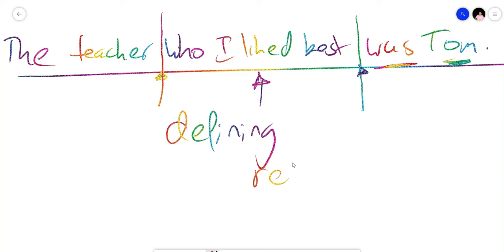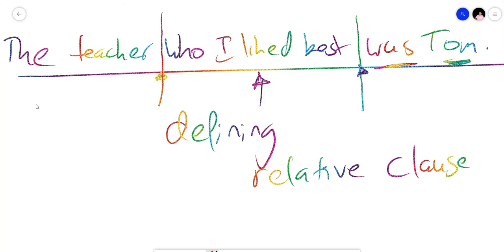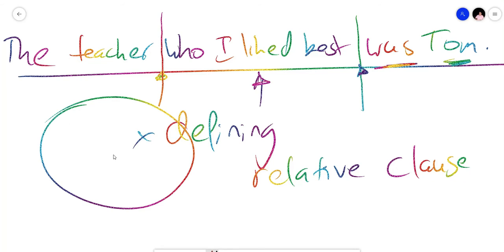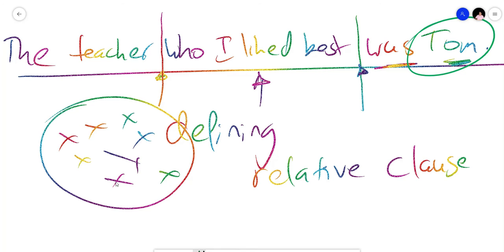defining relative clause. Why is it called that? Because it actually separates that teacher or that thing from everything else within the same group. So let's say you've got a whole bunch of teachers in a group and you want to separate teacher Tom from all the other teachers in the group. So you separate him by saying he's the one that I liked best.